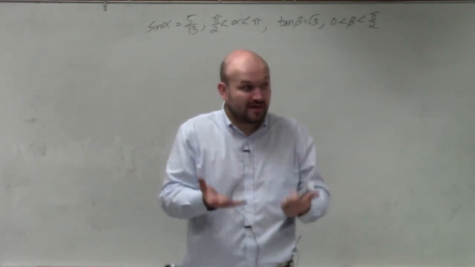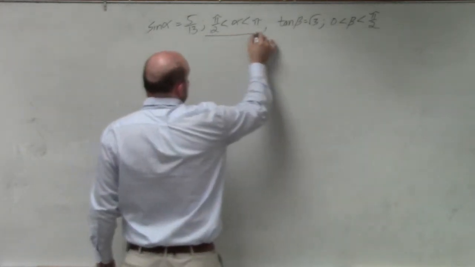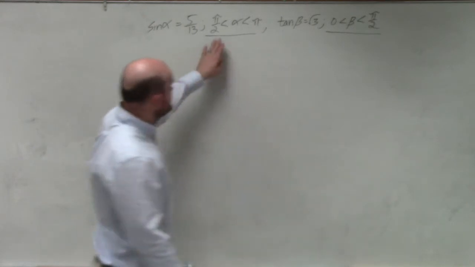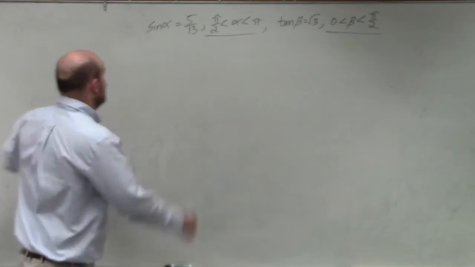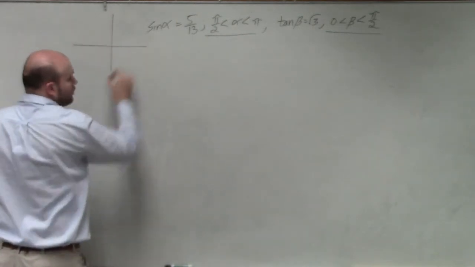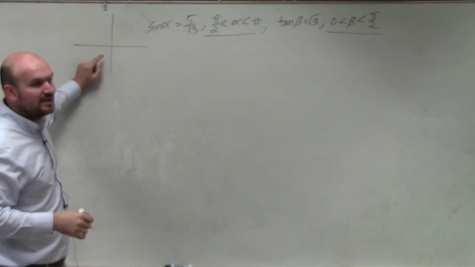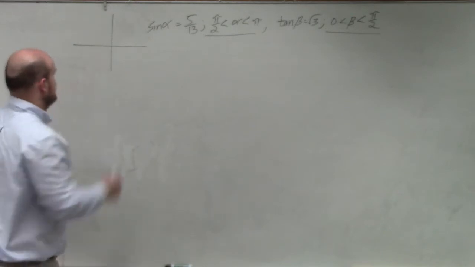So therefore, since it's not obvious that we can use the unit circle as a shortcut, we're going to have to create a triangle. Now, we can't just create any triangle. They're giving us constraints of our angles. So the first constraint says the angle alpha has to be between pi halves and pi. So I'm going to create a quadrant system and say, all right, pi halves and pi then has to be an angle within what quadrant? Second.